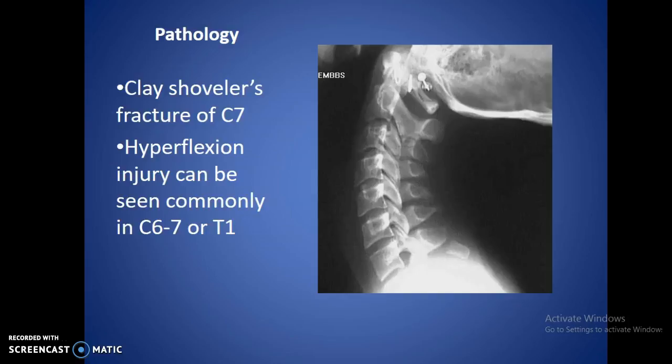Clay shoveler's fracture of C7 down here. If you look at the spinous process, it's broken across on here. This doesn't really affect the spinal cord because it's tucked in this area a little bit more, but still, if you can avoid breaking anything, then try to avoid breaking your neck.